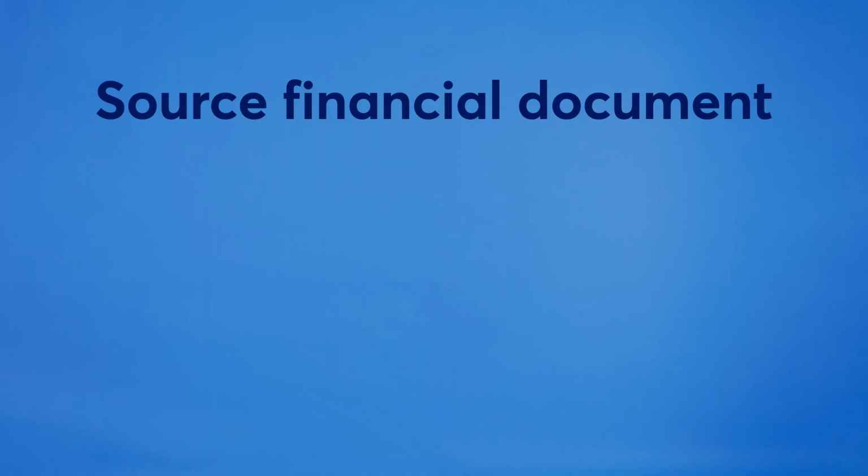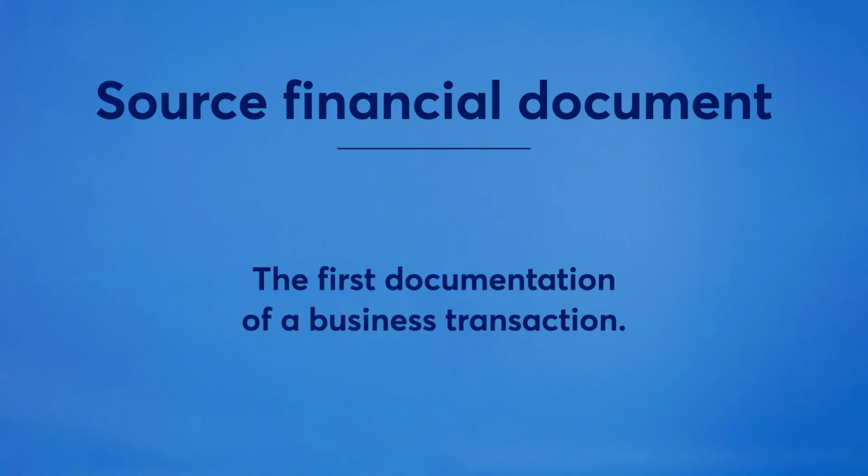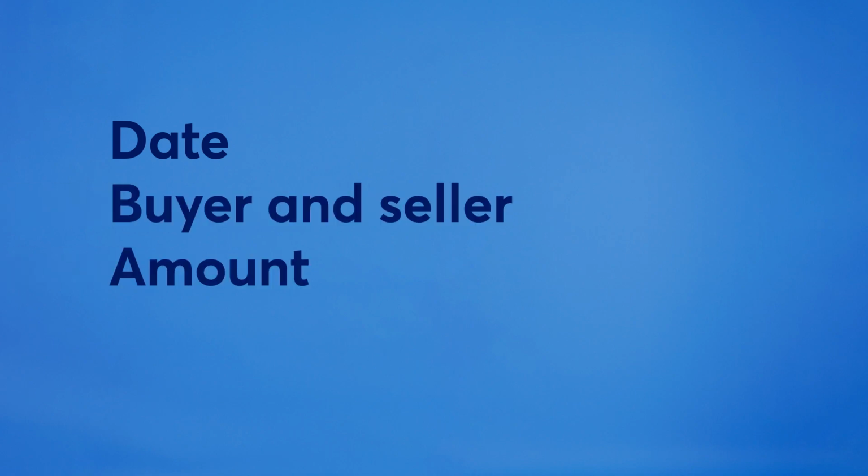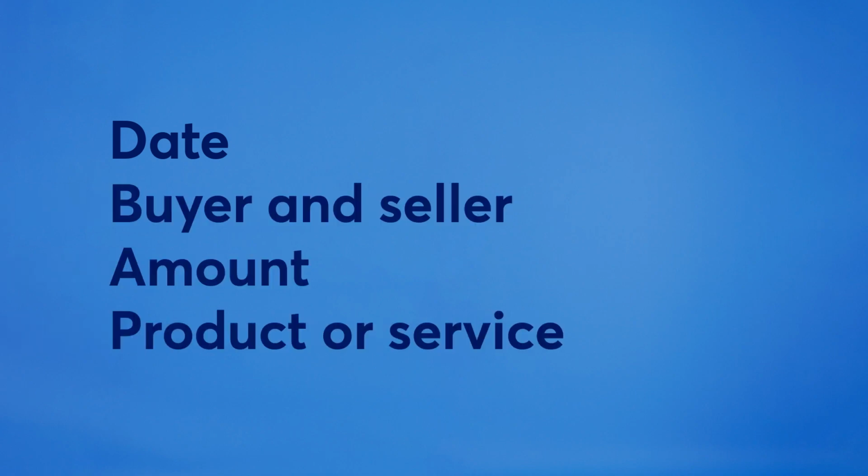Once you've determined the right bookkeeping and corresponding accounting method, it's time to gather what is referred to as your business's source financial documents. A source financial document is the first documentation of a business transaction, which is a fancy way of referring to things like invoices and receipts. You'll use these documents as a reference throughout the bookkeeping process, and they need to contain information about the date of transaction, the buyer and the seller, the amount of the transaction, and the products or service provided.